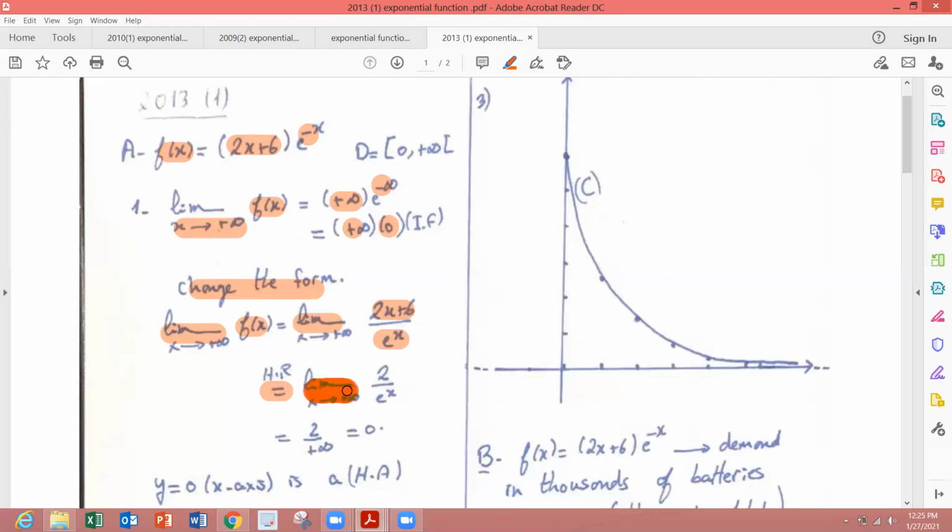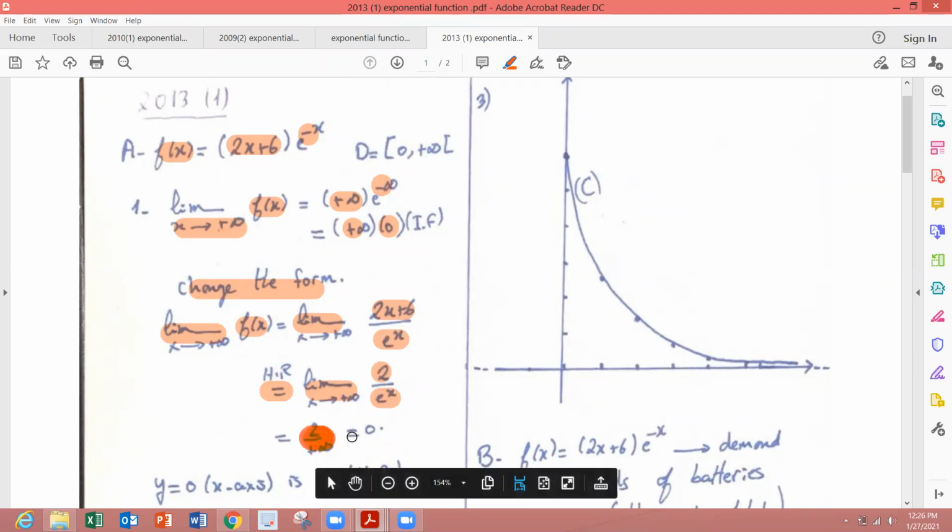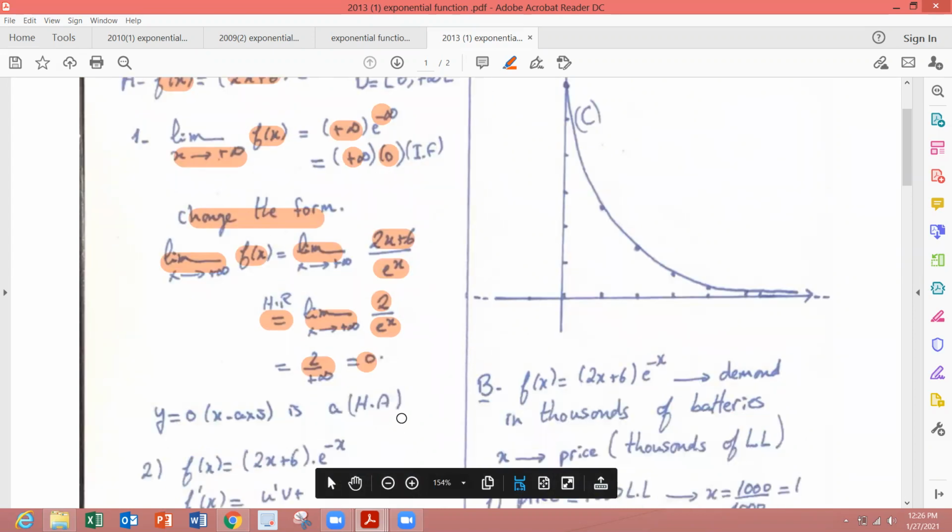It will be limit as x tends to plus infinity. Derivative of 2x plus 6 is 2. Derivative of e to the x is e to the x. So it will be 2 over plus infinity, equal to 0. So y equal to 0, or the x-axis, is a horizontal asymptote.